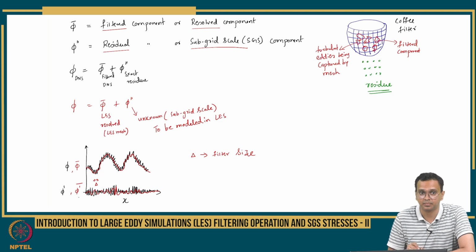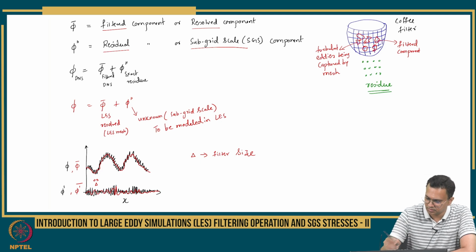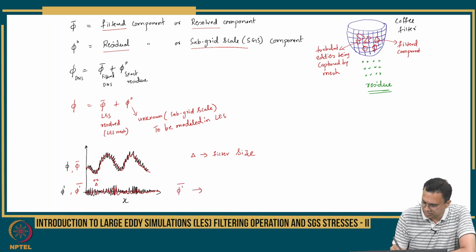This is not phi double prime. I'm doing decomposition here. I have the instantaneous signal and the fluctuations phi prime, and I'm doing filtering on both. Let's say the DNS data is this black phi and phi prime, and I do low pass filtering or volume averaging, I get phi bar, the red, as well as the fluctuations phi prime bar. So this is the instantaneous and this is the fluctuations here. So this phi prime over bar is your filtered fluctuation.